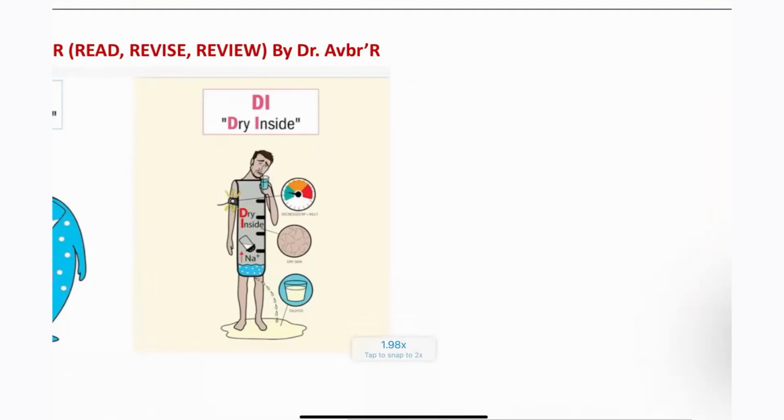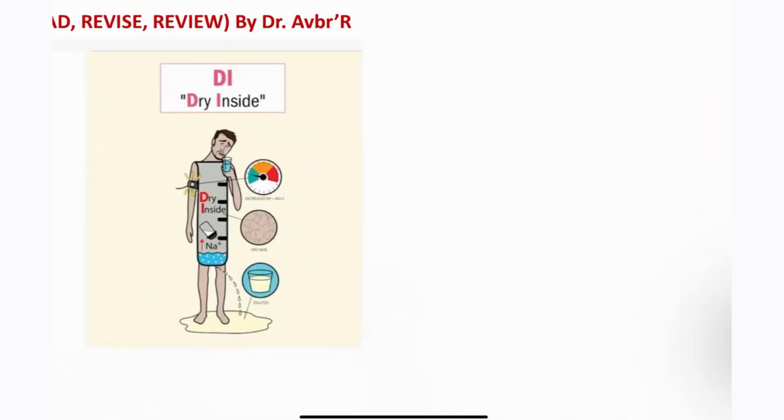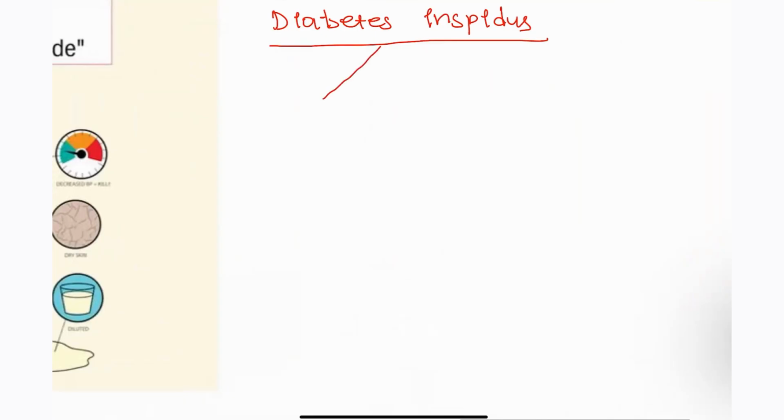Next, another condition, DI. DI means diabetes insipidus. Okay, diabetes insipidus. So diabetes insipidus is of two types. One is central, that means it is present in the central, meaning in the pituitary.